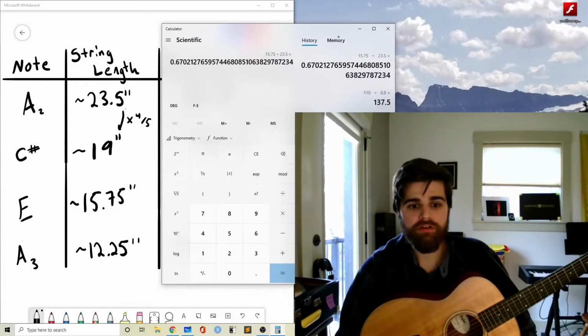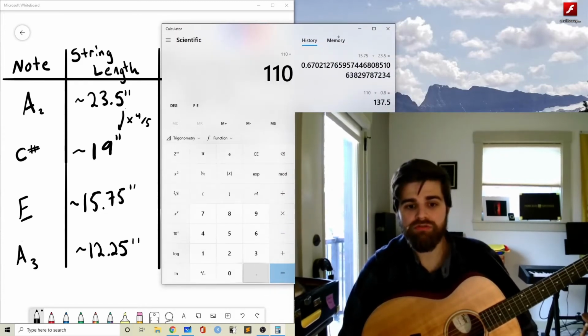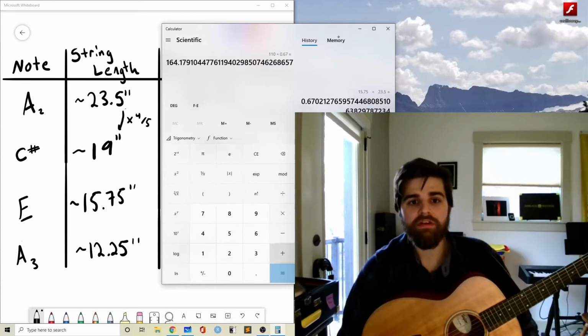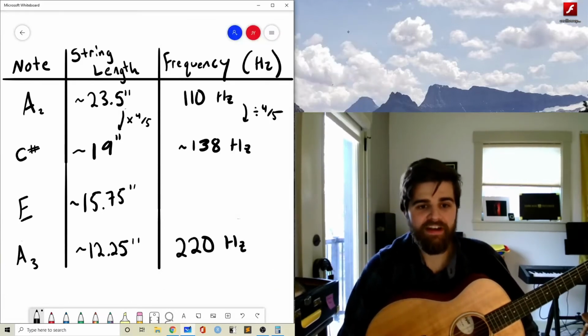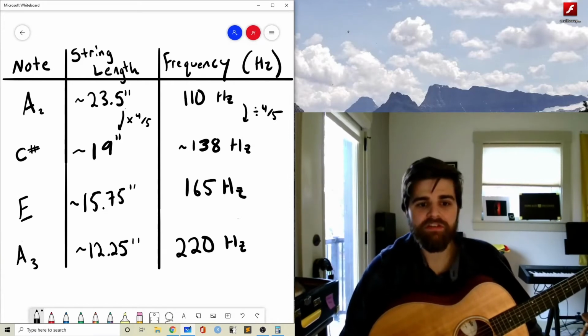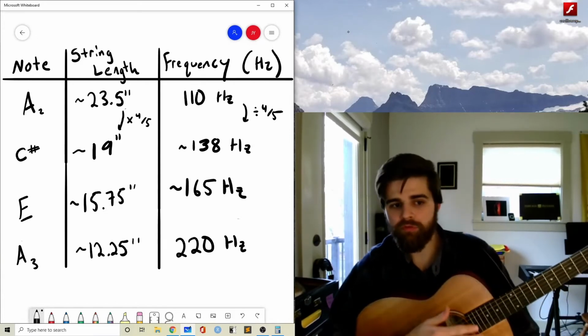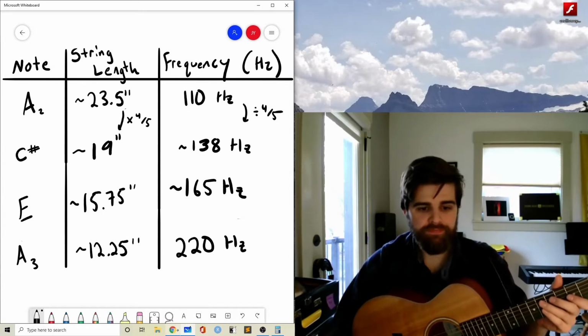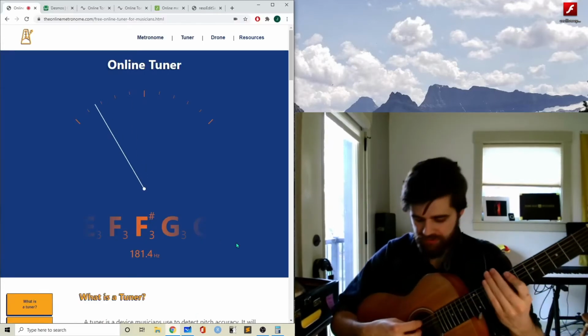So we can do 110 divided by 2/3 or about 0.67. And we'll get 165 hertz. And again, our numbers are a little bit off, but we're really close to that. So let's check it out on the tuner and see if an E is 165 hertz.